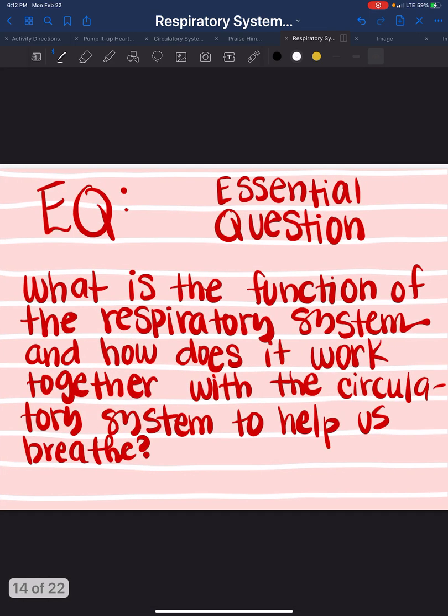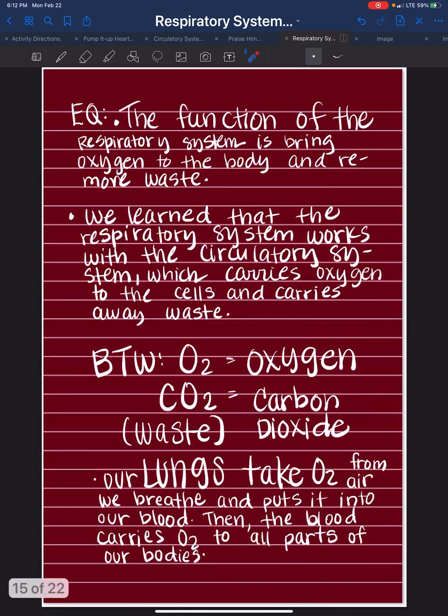Okay, your essential question. What is the function of the respiratory system and how does it work together with the circulatory system to help us breathe? Your answer. The function of the respiratory system is to bring the oxygen to the body and to remove waste. We learned that the respiratory system works with the circulatory system, which carries oxygen to the cells and carries away waste. By the way, O2 equals oxygen and CO2 equals carbon dioxide.